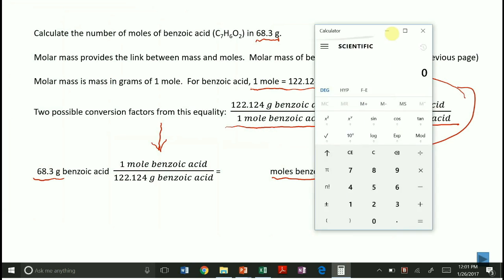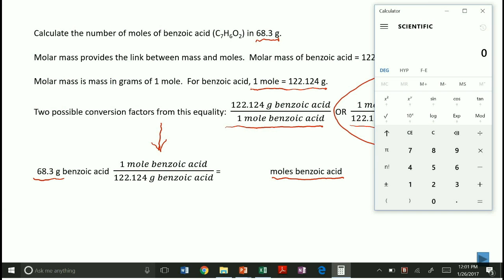Move the calculator over here where we can see what we're doing. So 68.3 divided by 122.124 equals, and you can see I get a huge number of digits. 0.55926766763. So let's write that in here.